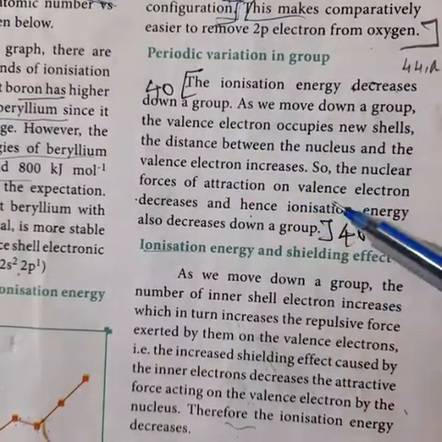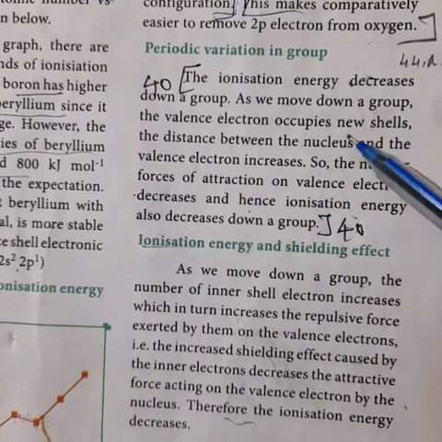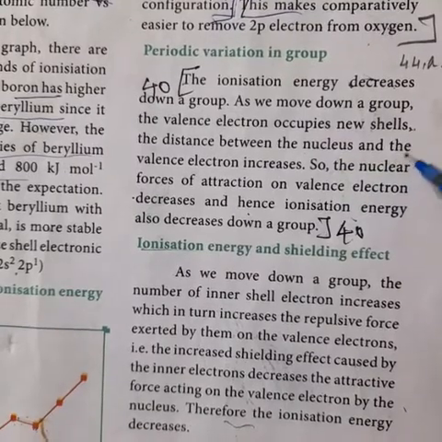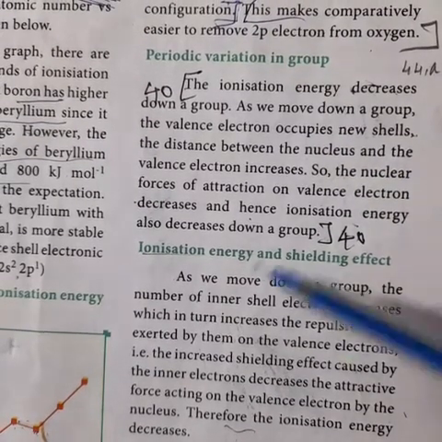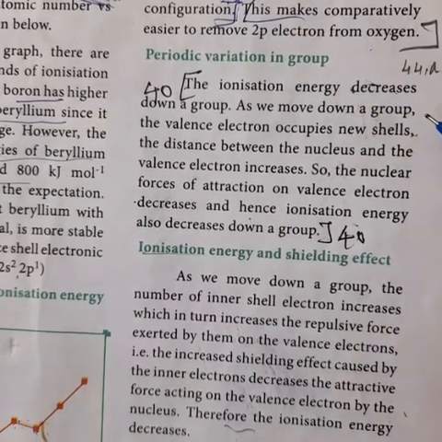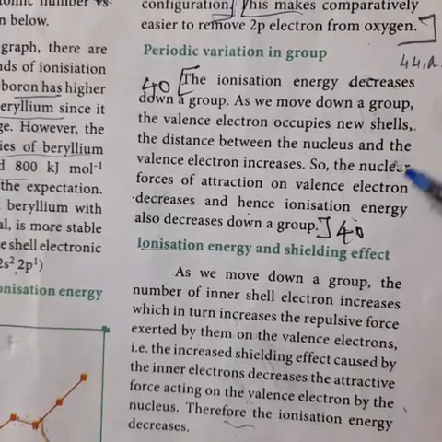As we move down a group, the valence electron occupies a new shell. When we are moving from left to right, the atomic number increases and the valence electron is added to the same shell. The number of shells is not increased; only electrons and protons increase.